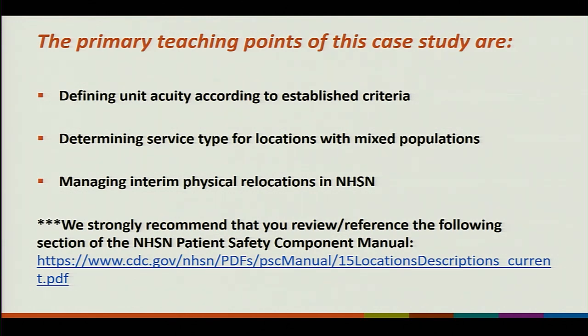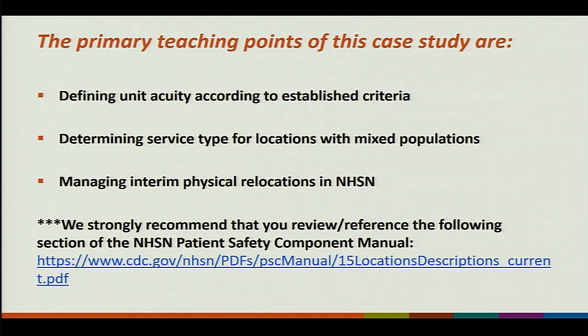There are very rarely locations where every single patient meets the same acuity level and service type. So what do we do when we have a diverse patient population, and how do we map to the most specific location as possible? And finally, how do we manage interim physical relocations in NHSN? These are locations that may be temporarily closing, or moving and shifting for a temporary period of time. So we'll cover that too with one of our questions.